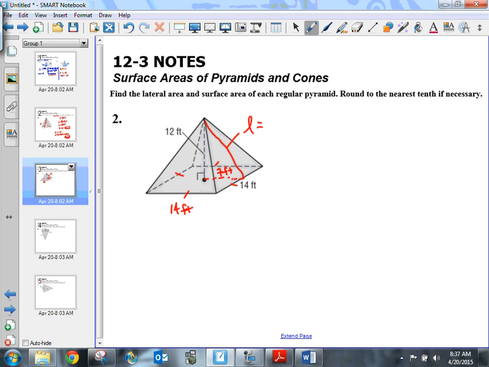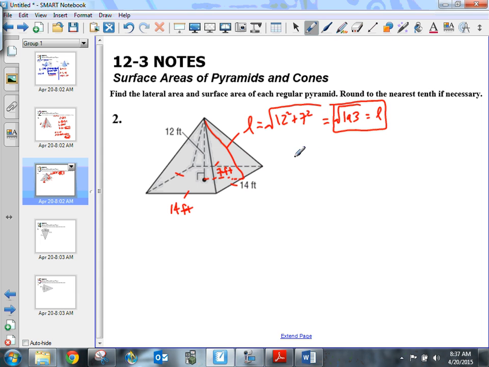But then I'm going to evaluate this. I'm going to use the Pythagorean theorem. And we've done this so many times that I'm just going to take 12 squared plus 7 squared. And that's going to end up giving me the square root of 193. And this is what I'm going to use for my slant height L. Okay, I'm going to operate with that number.